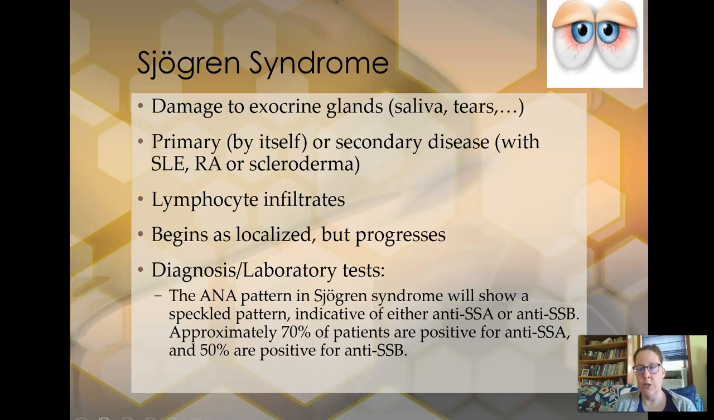With Sjogren's syndrome, you get lymphocyte infiltrates in the exocrine glands. It starts to be localized, but then it progresses. For your lab test, you do the ANA pattern, and in Sjogren's, it will show a speckle pattern, and that would be indicative of either anti-SSA or anti-SSB antibodies. About 70% of patients are positive for anti-SSA and 50% are positive for anti-SSB.